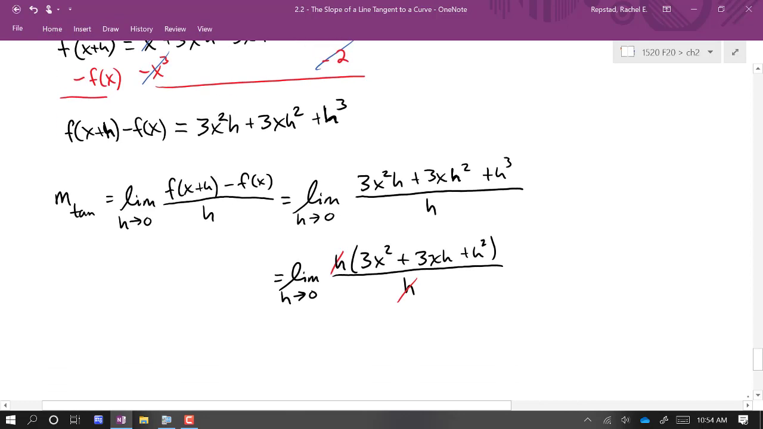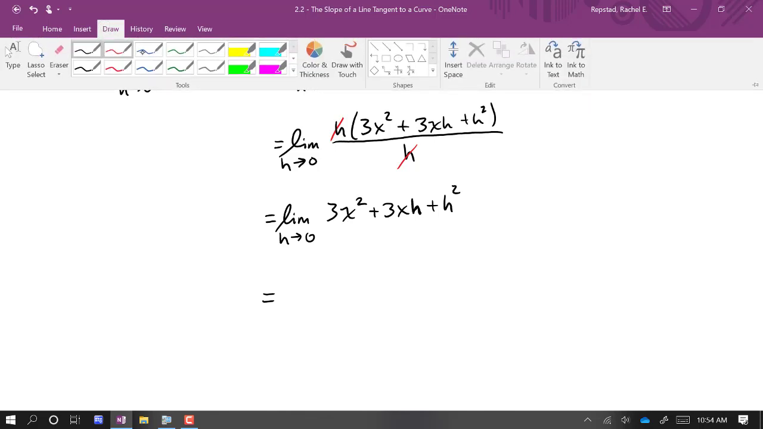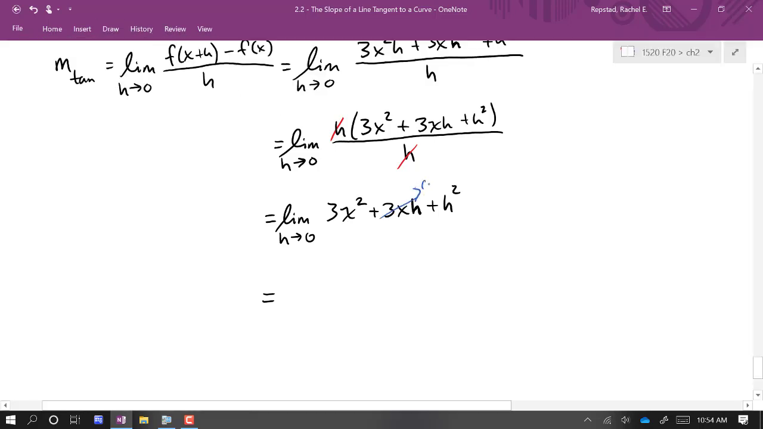At this point, right, we're starting to feel pretty satisfied with ourselves because since we were able to cancel that h, in this next line there will be no problem letting h equal 0. And if we let h equal 0, then of course this goes to 0, that term goes to 0, and we're left with 3x squared. There's our expression for the slope of the tangent line.